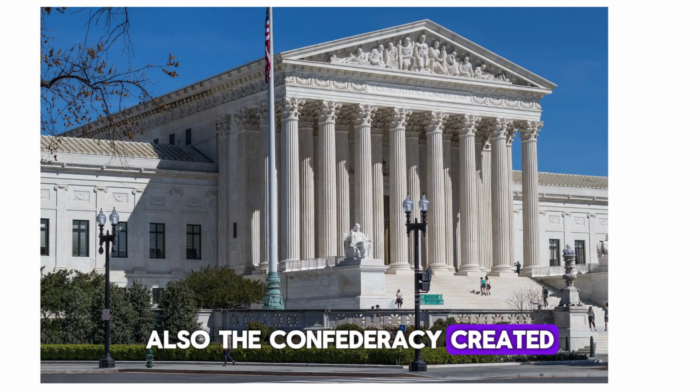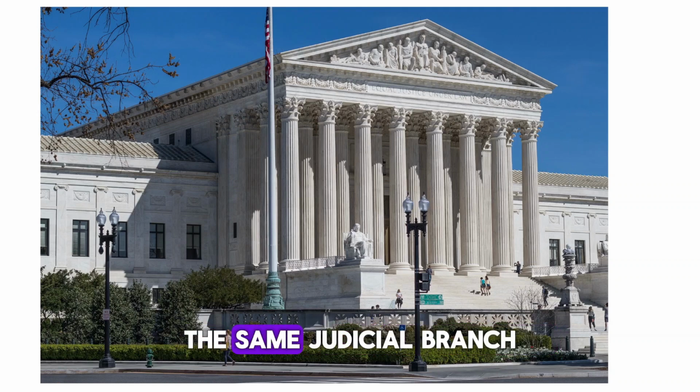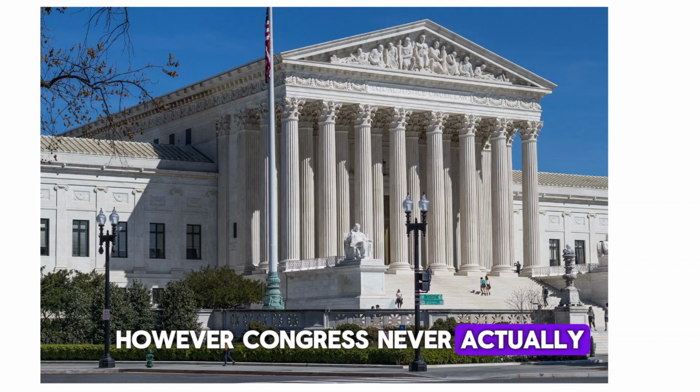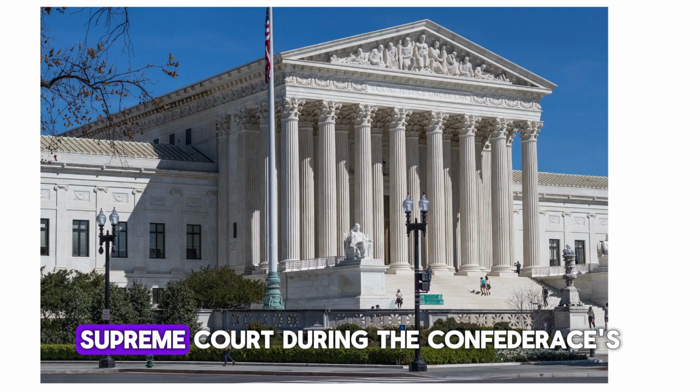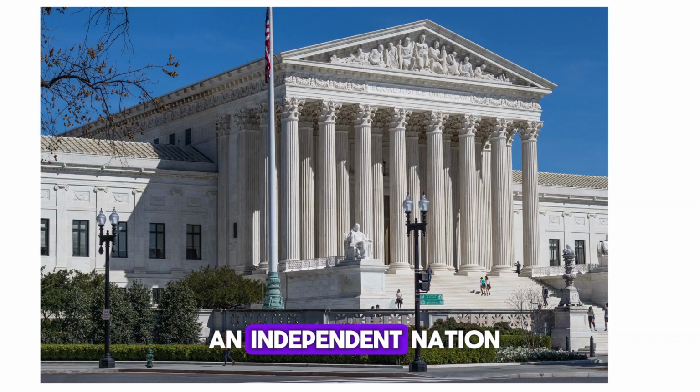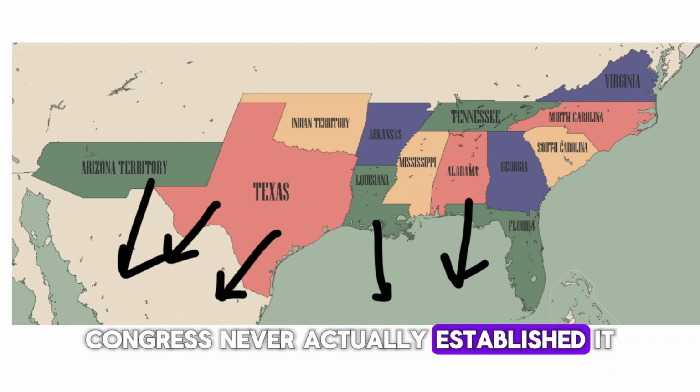Also, the Confederacy created a Supreme Court and the same judicial branch that the United States did. However, Congress never actually created a Supreme Court during the Confederacy's 4-year tenure as an independent nation because they were afraid that a Supreme Court would prohibit slavery or limit it. So, despite the Supreme Court being authorized by the Confederate Constitution, Congress never actually established it.